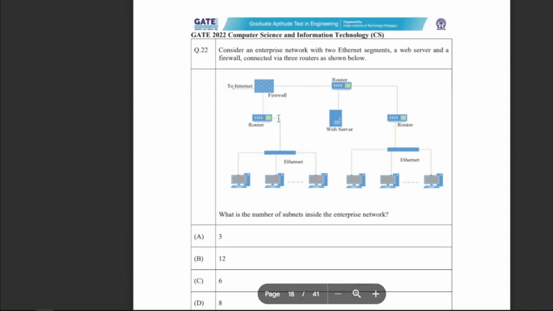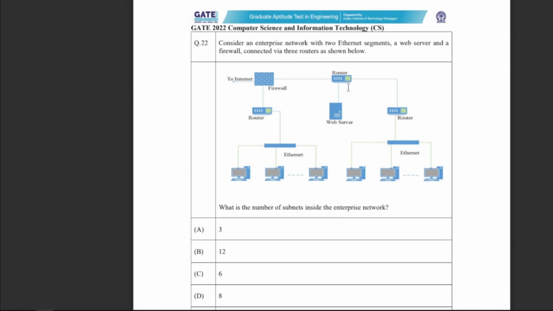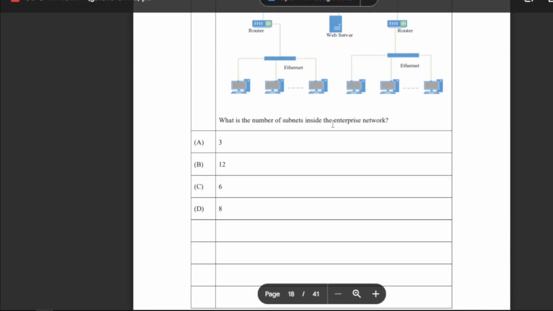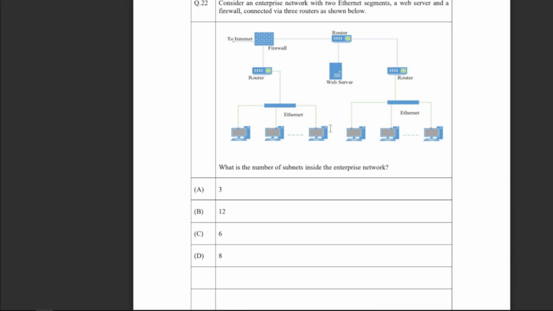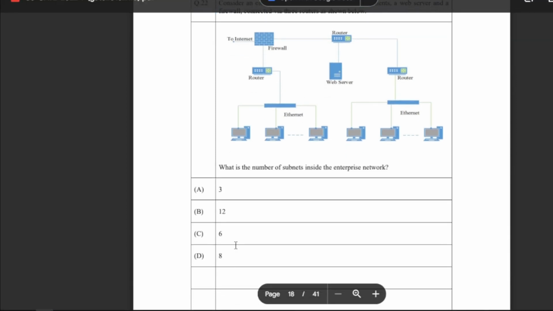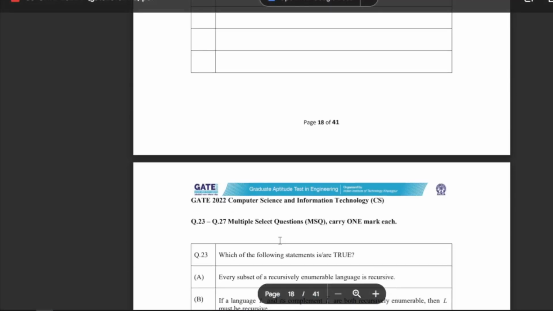So now the 22nd is: consider an enterprise network with two Ethernet segments, a web server and a firewall connected via 3 routers as shown below, right? So this is the router flow. What is the number of subnets inside the enterprise network? So here we have to find the subnets. For this the answer is 6 basically, right?